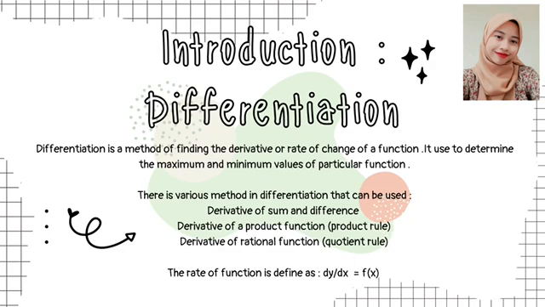First, we can use the derivative of sum and difference. Second, the derivative of a product function, which is the product rule. And the last, the derivative of a rational function, which is the quotient rule. The rate of a function is defined as dy over dx equal to f'(x), where y equals f(x).